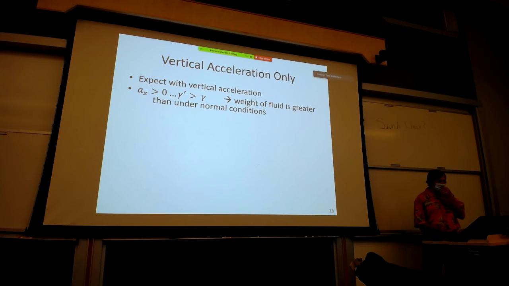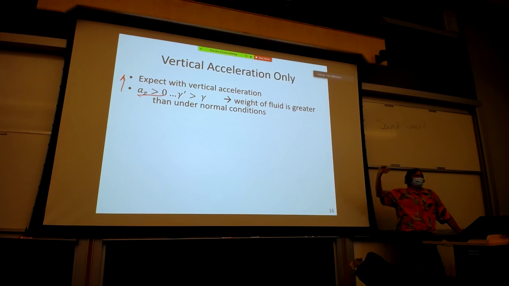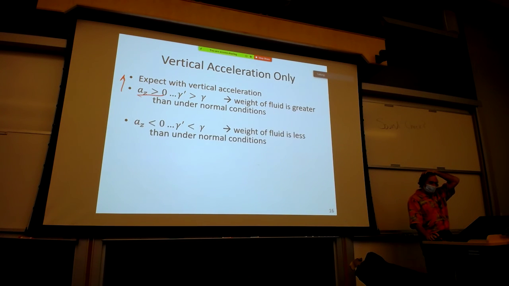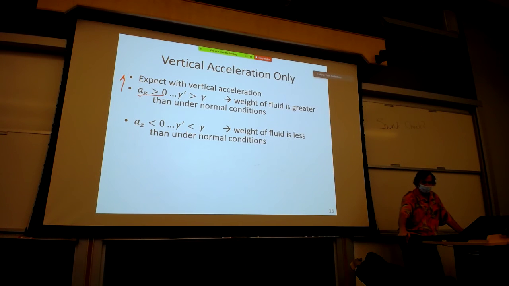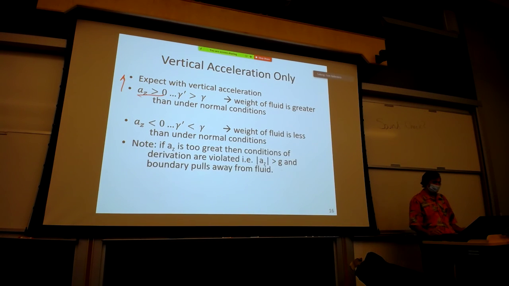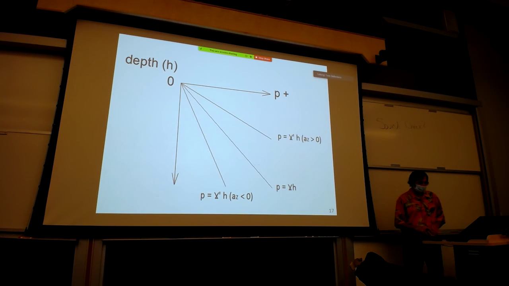So you expect with vertical acceleration, if the vertical acceleration is greater than 0, that's acceleration upwards. Your apparent specific weight is greater than the specific weight of the fluid. And that just means as you move vertically, you're getting more of a pressure change than had that fluid just been static without the vertical acceleration field. And if your acceleration field is negative, meaning that it's downward, the pressures in the fluid are less than in the static fluid. And obviously, if A_z is too great in the negative direction, then unless you have it contained, the fluid is just going to leave your container. You have it weightless.